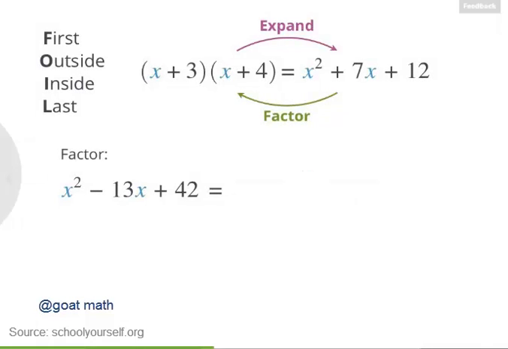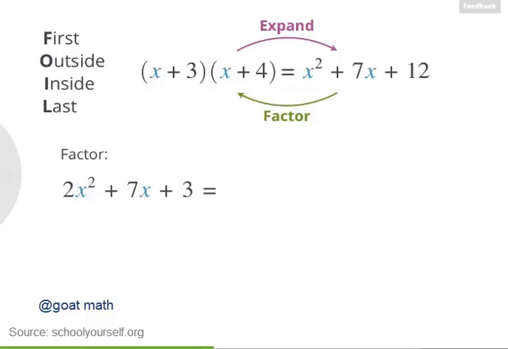X squared minus 13x plus 42 equals x minus 7 times x minus 6. Multiplying negative 7 and negative 6 gives you positive 42 because the minus signs cancel out. And combining the outside term, negative 6x, with the inside term, negative 7x, you get negative 13x.